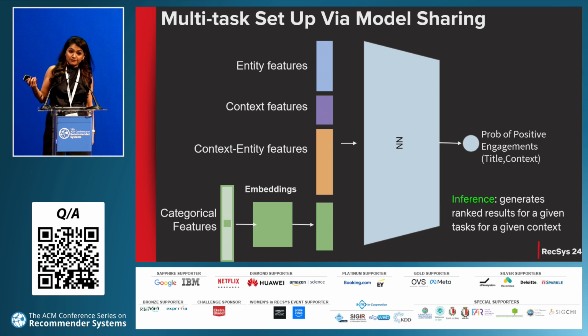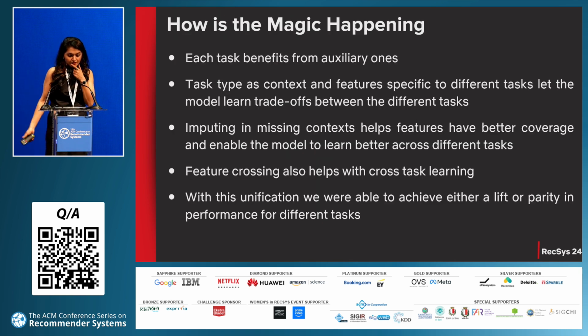Ultimately, it's a binary classification task, so we use binary cross-entropy loss and the Adam optimizer. And this model, given the context and given the task, learns to predict the positive engagement. And that's where it becomes unified, because we are feeding the model this aspect of what the task or context is, and asking it to give us a ranked set of videos. Let's look a little bit into how this magic is happening.